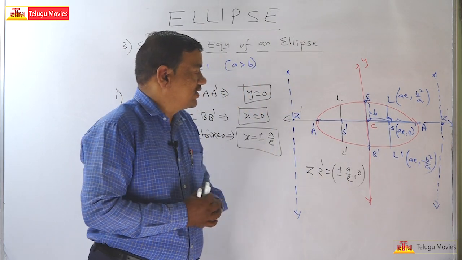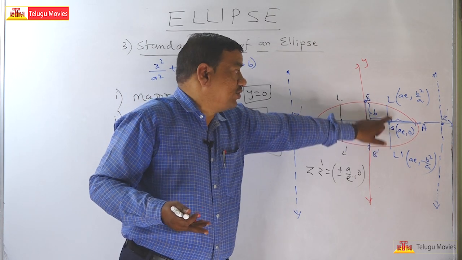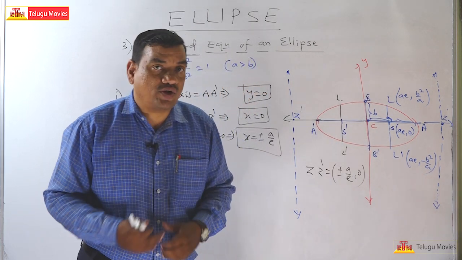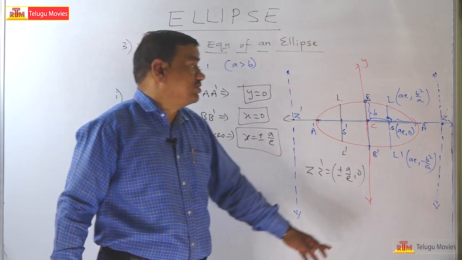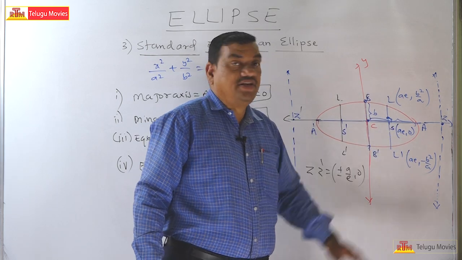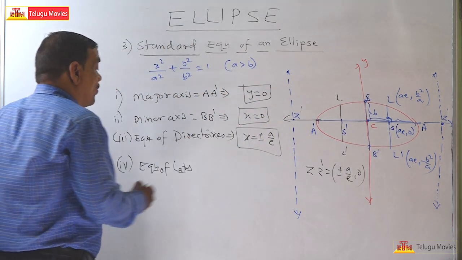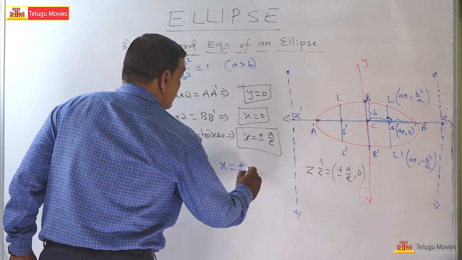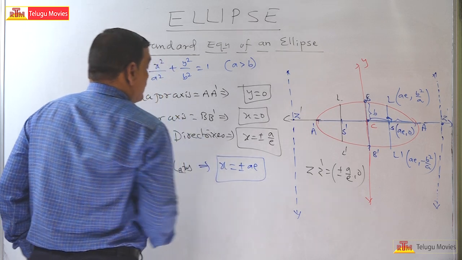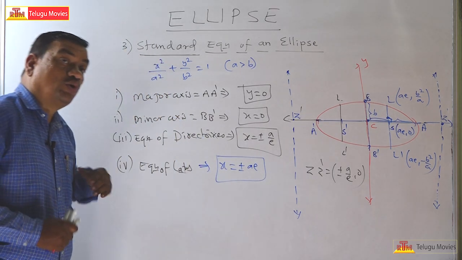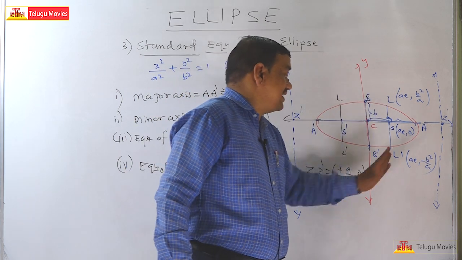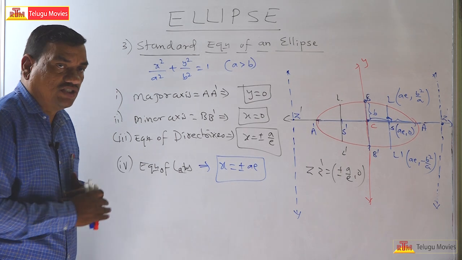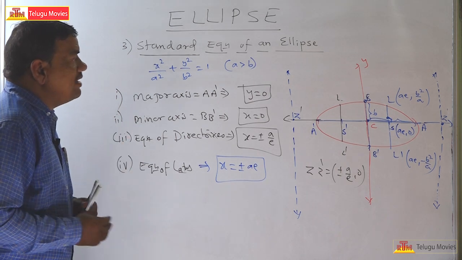What do you observe here? Here S is AE comma 0, L is AE comma B square by E, and L dash is AE comma minus B square by E. What are the common properties that we observe? The x coordinate is AE. Therefore, the equation of the latus rectum is x is equal to plus or minus AE. Plus AE is nothing but LL dash, minus AE is nothing but the latus rectum which passes through S dash and L dash. Okay, any more things are there?